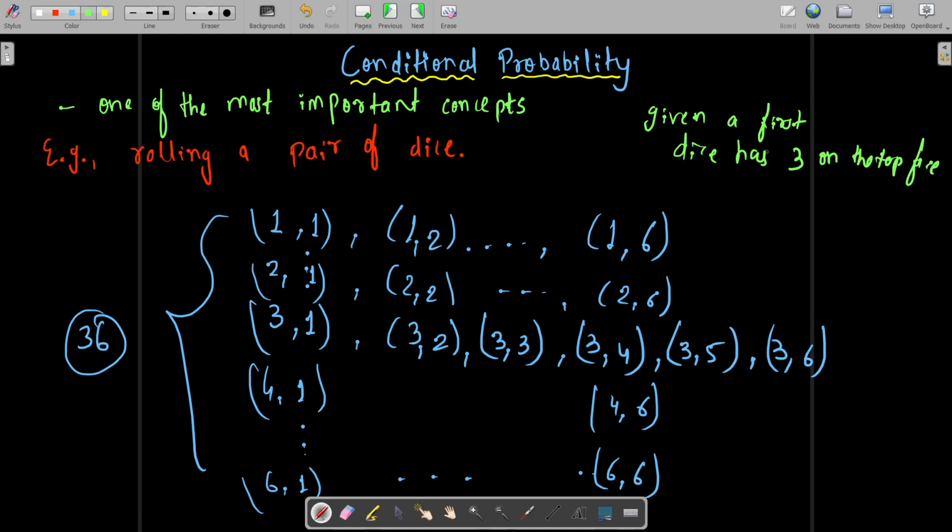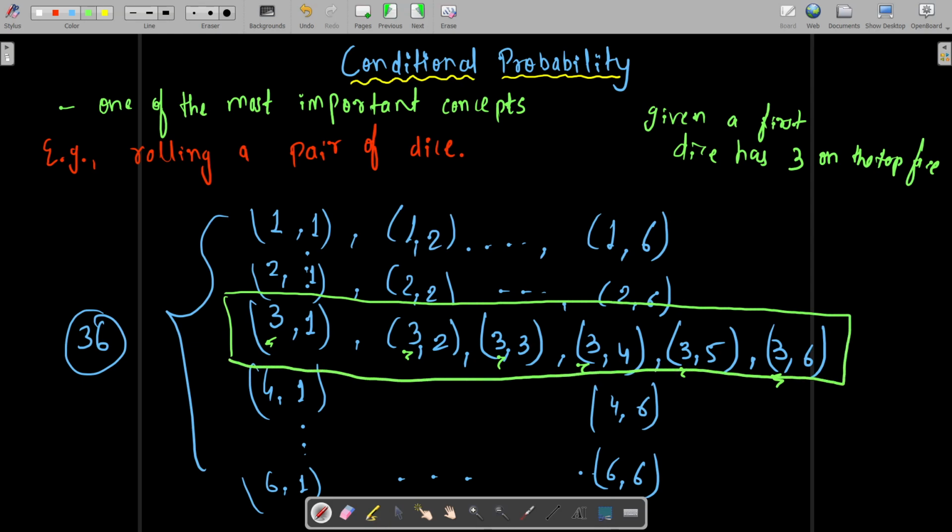So this we already know, that on the first die there is 3, that is fixed, right? So now our sample space will be reduced to just these 6 outcomes, rather than all 36. So it is often called a reduced sample space. This is reduced because we already know that our first die has 3 on the top, and that's the reason our sample space is reduced.